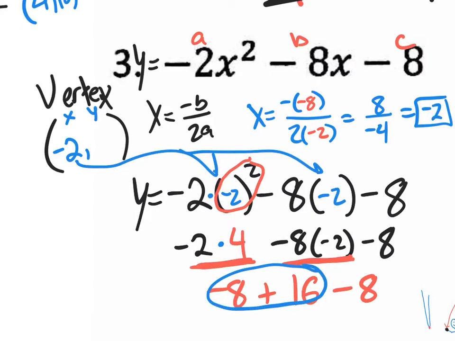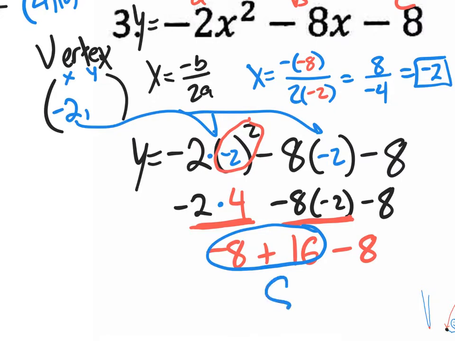8. We get 8. Interesting. And then bring down the minus 8. What's 8 minus 8? 0. So the y value is actually 0 right there. So the vertex is negative 2, 0.